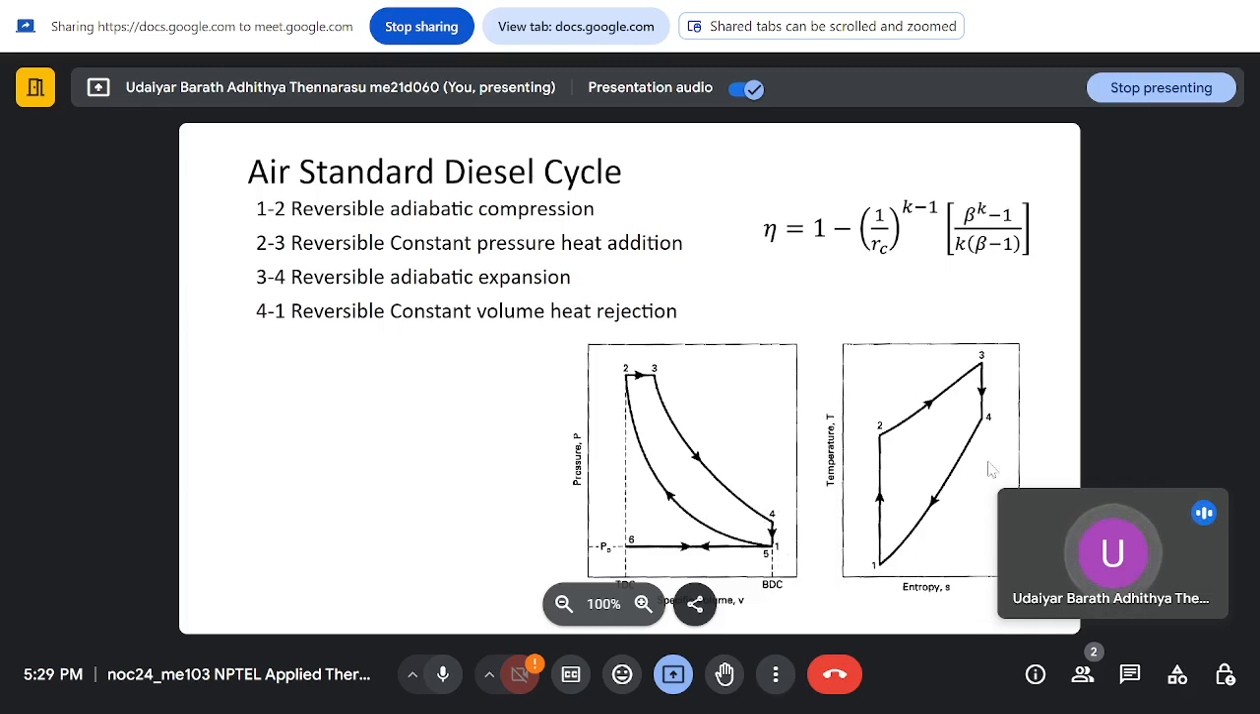And the same is shown in a TS diagram. So for this, the efficiency is given as this. So same expression as your Otto cycle, with your additional term: 1 by Rp raised to gamma minus 1, times beta raised to power gamma minus 1 divided by gamma into beta minus 1. So this is your volume V2 by V3.